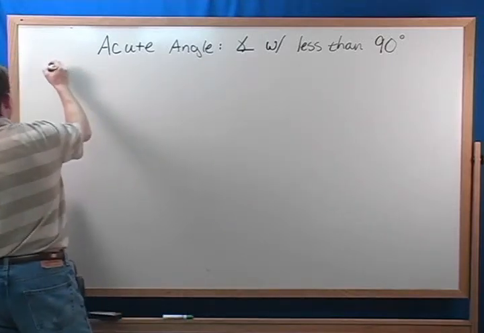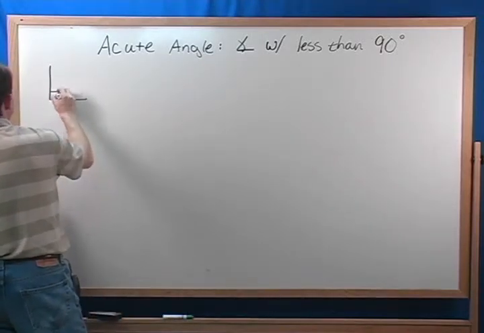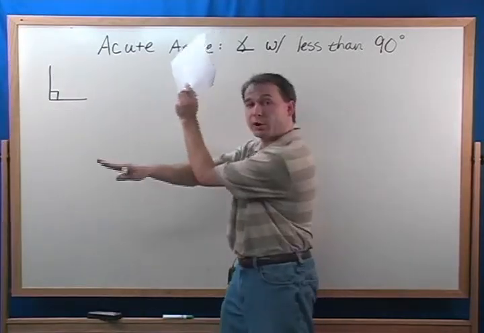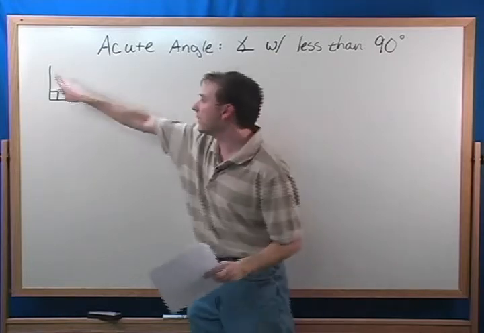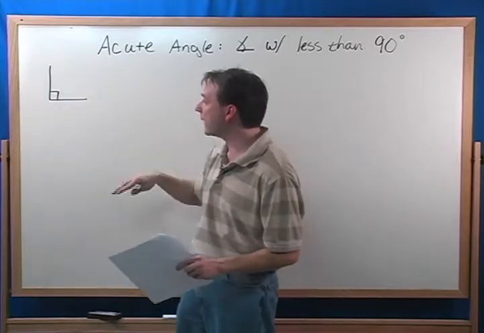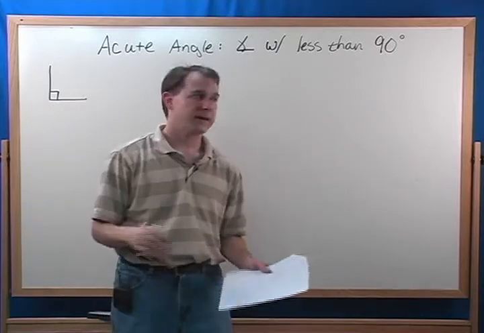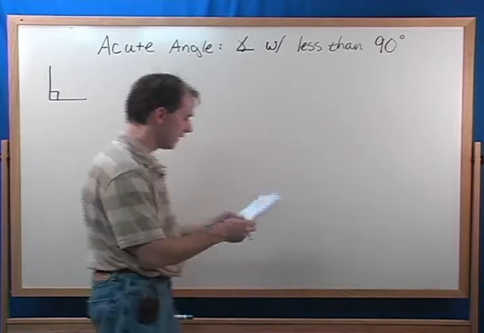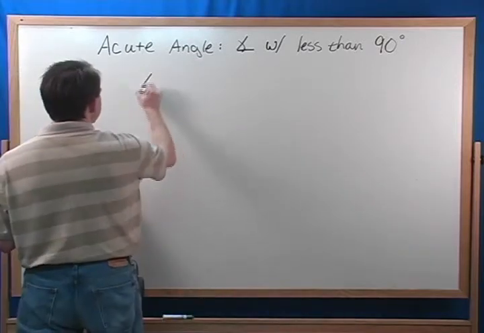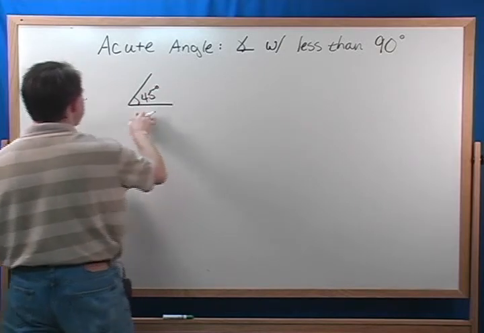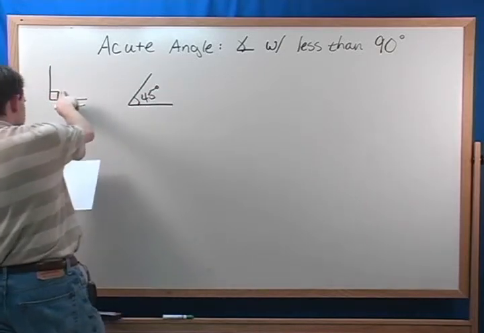So just remember here, okay, this is a right angle. That means you have a line, and you have a line perpendicular to it that goes straight up and down like this. That is a right angle. Okay, that's a 90-degree angle. Acute angle is an angle with less than 90 degrees. Okay, so let's show some examples. Here is roughly 45 degrees. It's less than 90 degrees, so that's an acute angle.